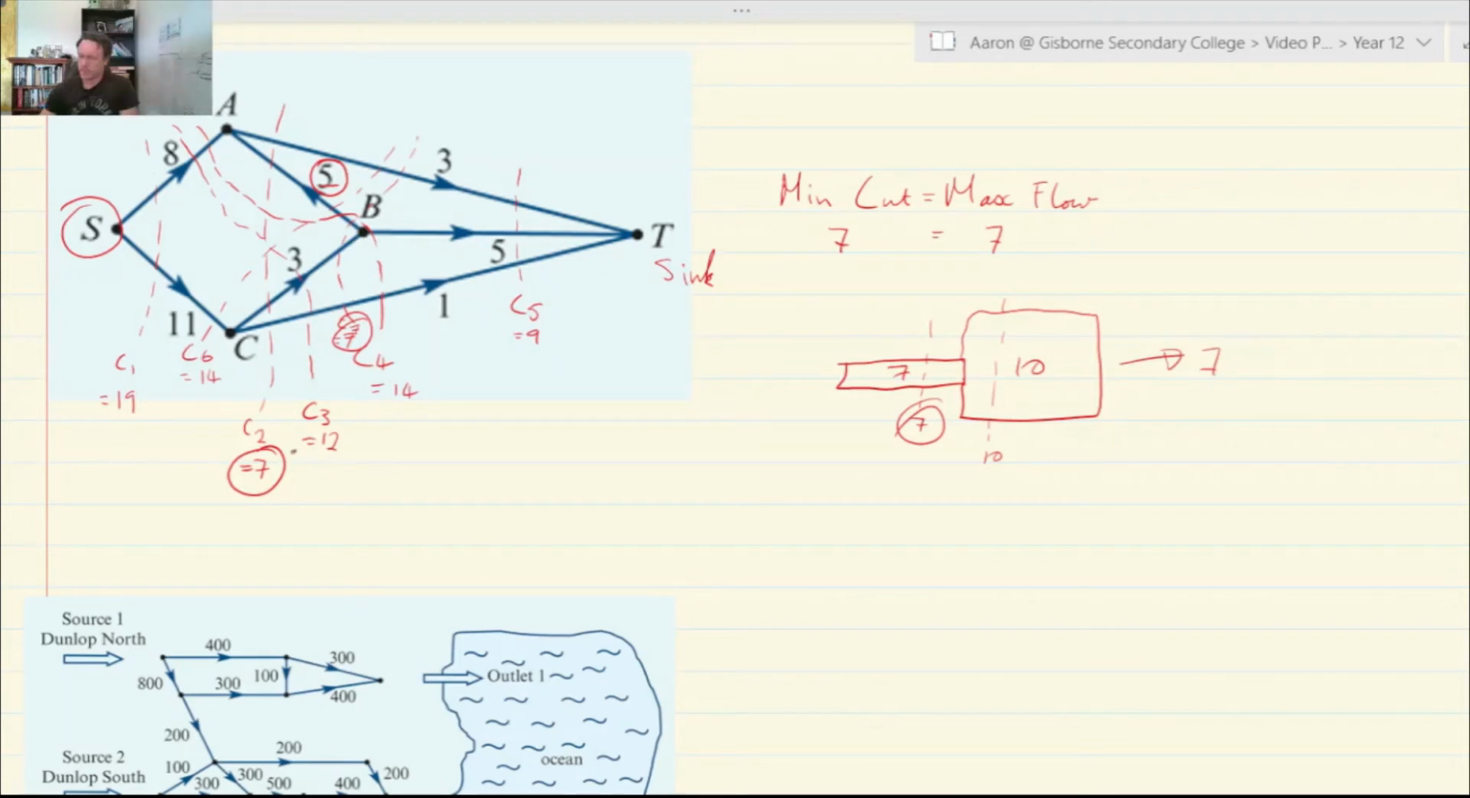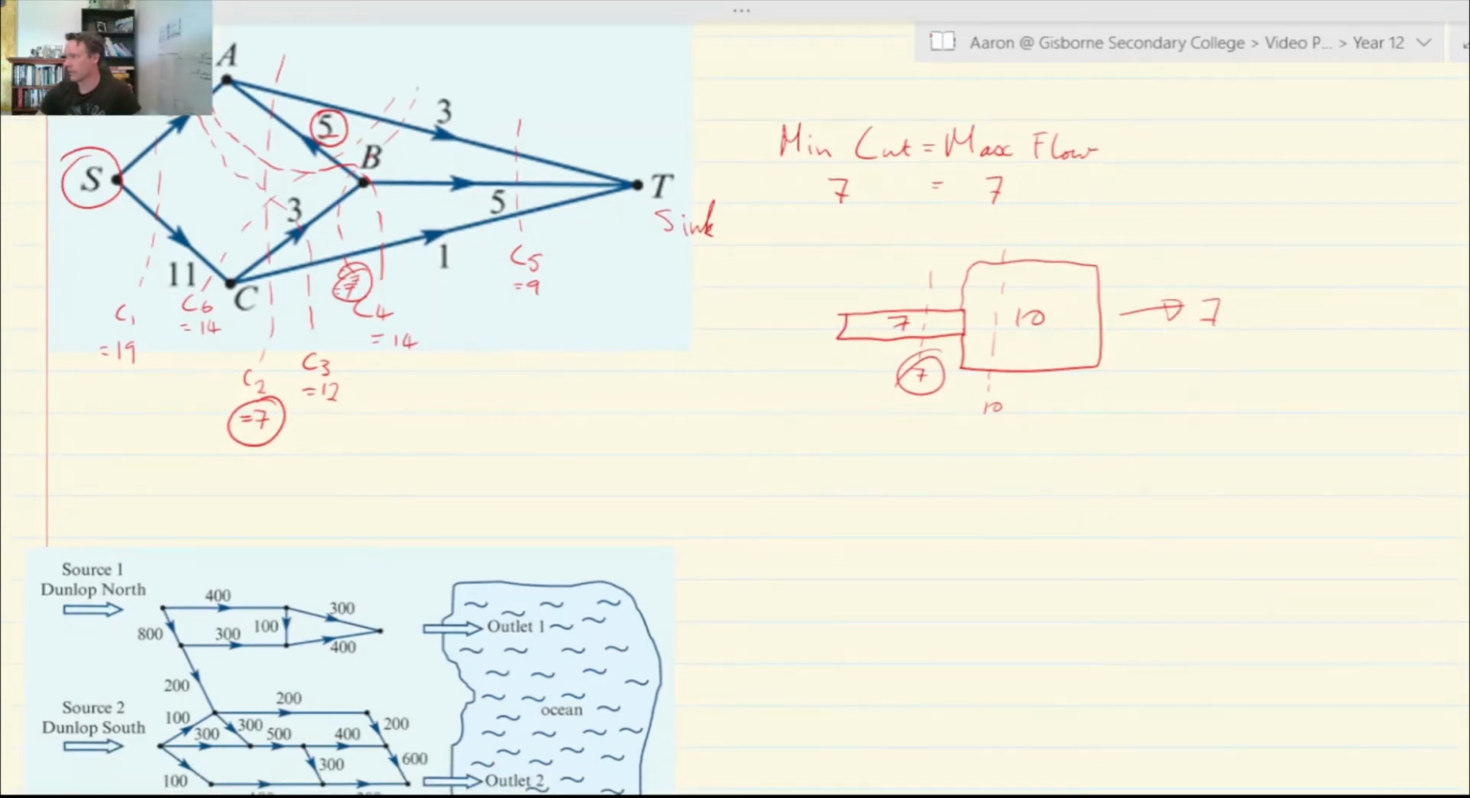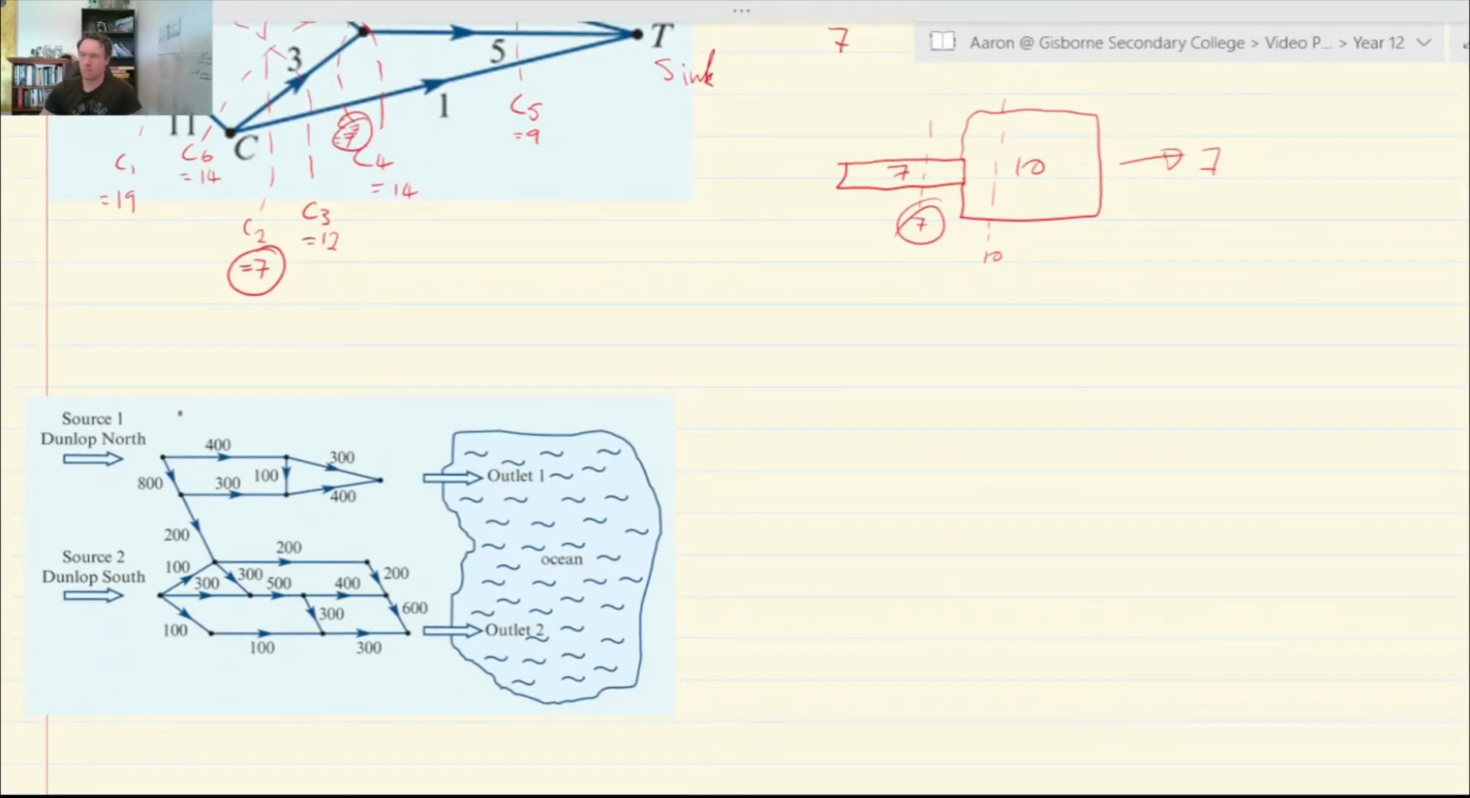Now the next one is a multiple source job, so when we have more than one source going to sink. For this one, I'm not going to do this one in full, I'm just going to explain the concept. For this one we have to consider both of them separately. Alright, so we cut each one of these off, source to the sink, separately.